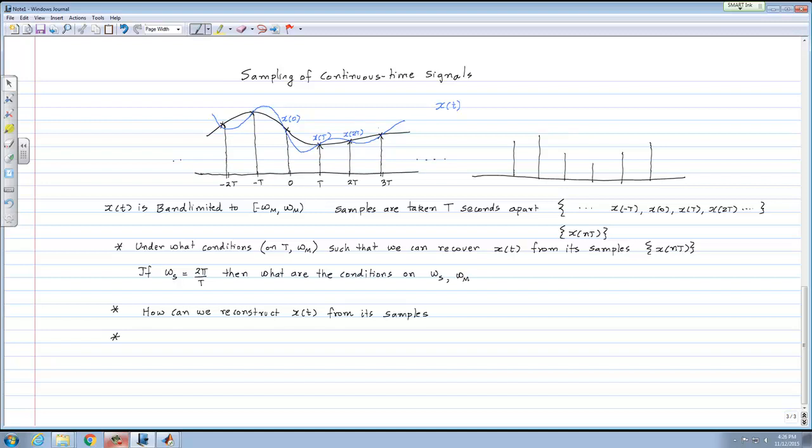It may be a little bit early to say exactly what it is, but this is something nice that's coming up. So the question we could ask is, how can we interpolate between the samples? All right, so we're going to try to answer these questions.